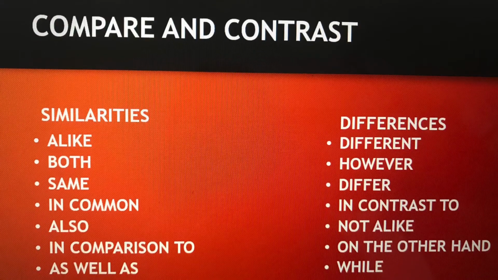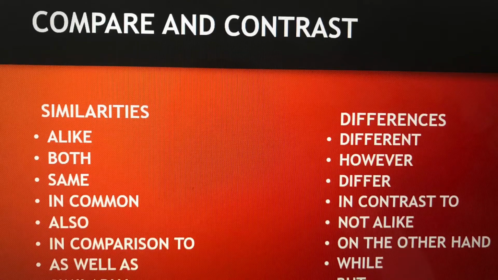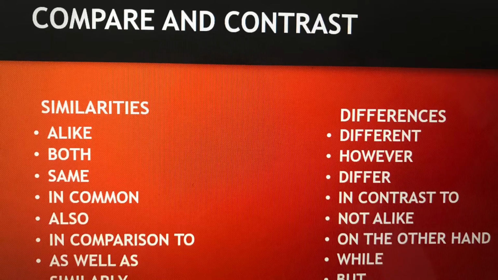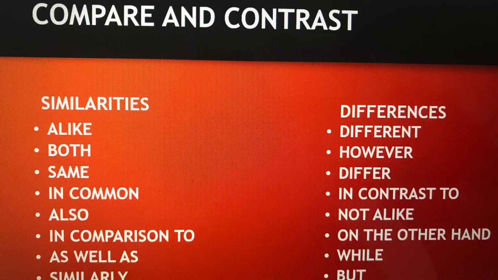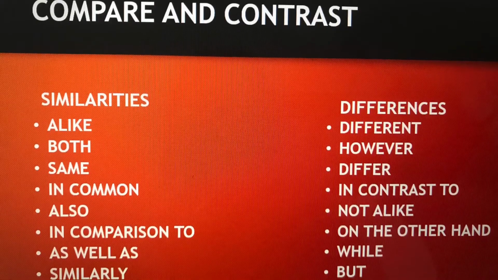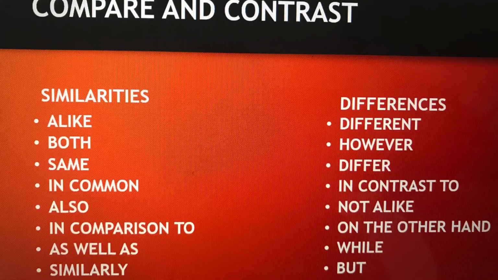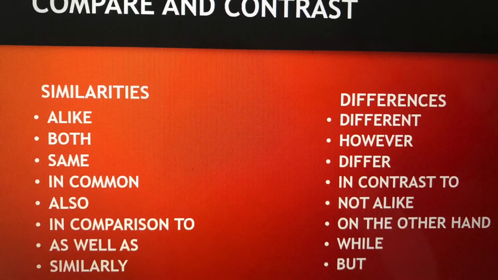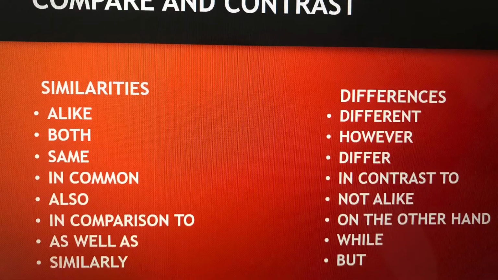Some of the clue words used for similarities are alike, both, same, in common, also, in comparison to, as well as, and similarly. And for differences, we can use different, however, differ, in contrast to, not alike, on the other hand, while, and but.